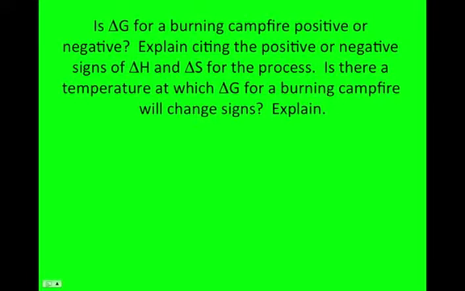So just a little qualitative explanation question: is delta G for a burning campfire positive or negative? Explain, citing the positive or negative signs of delta H and delta S for the process. And the last part is, is there a temperature at which delta G for a burning campfire will change sign? So explain. So we have a burning campfire.